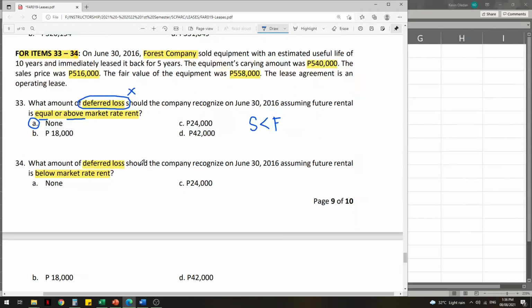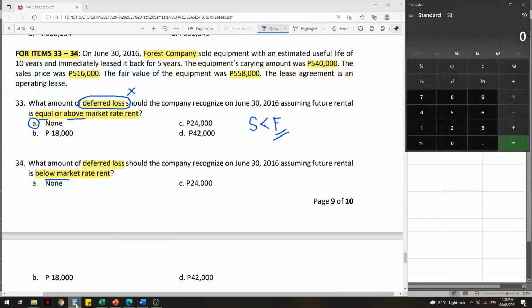This is going to be a different scenario when we talk about number 34, because there is only one difference in the manner of questioning. And that is number 34, binigay po yung below market rate. Pareho pa rin ang situation, pero how about daw kung yung rentals in the future will be below market rate? Ano daw yung deferred loss? So, let's compute. Deferred loss will be equal to the carrying amount of 540,000 and the selling price of 516. So, ima-minus ko lang po ang 540 minus 516.